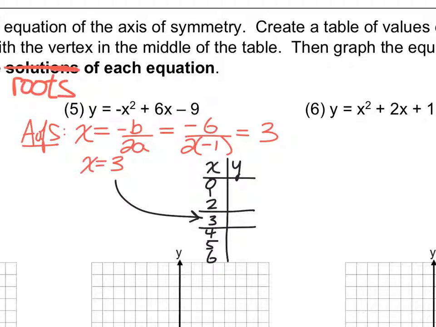Wait, isn't that backwards? Negative 9, negative 4, negative 1. Depends on what you mean by that. That one's negative 9, negative 4, negative 1. Right, it's symmetric, so out from center you're going to be given the same value. 5, 4, 3, 2, 1.